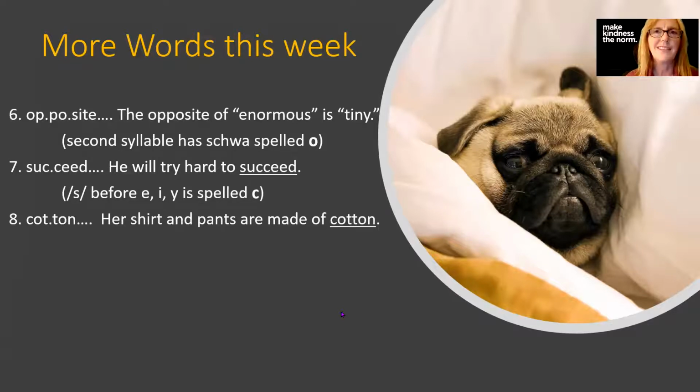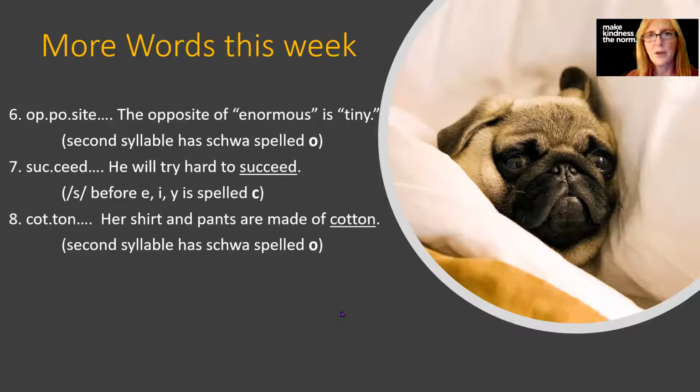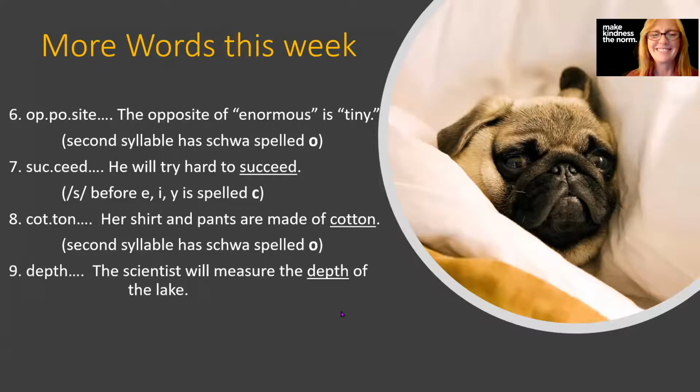Cotton, can you hear it? Cotton. Her shirt and pants are made of cotton. That second syllable very clearly is a schwa spelled with O. We don't say cot-ton, we say cotton.